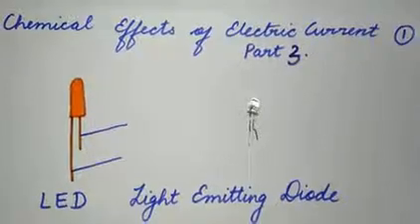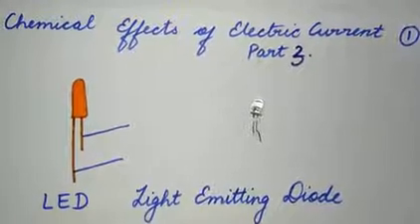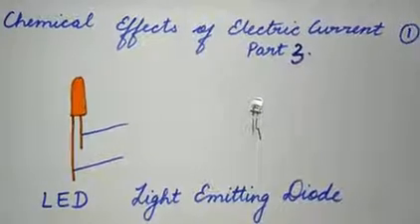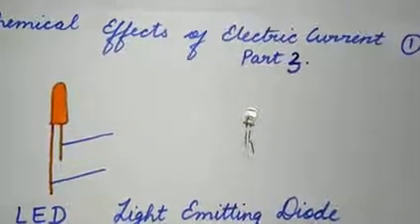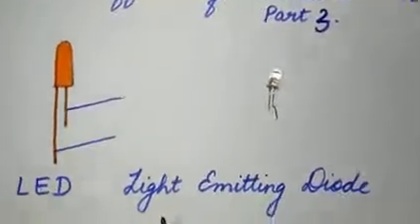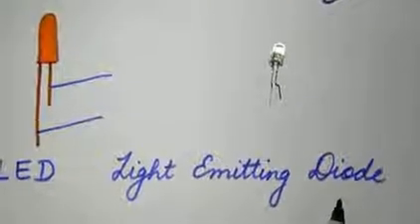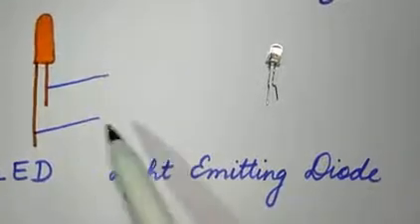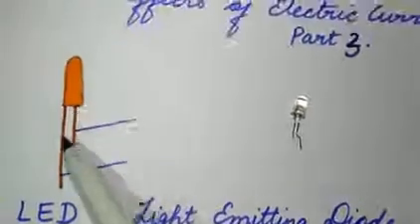Part 3 of chemical effects of electric current. In this, first let us see what is LED, because that's a new term for you. It is light emitting diode. It is like this. Okay, I've drawn this for you.